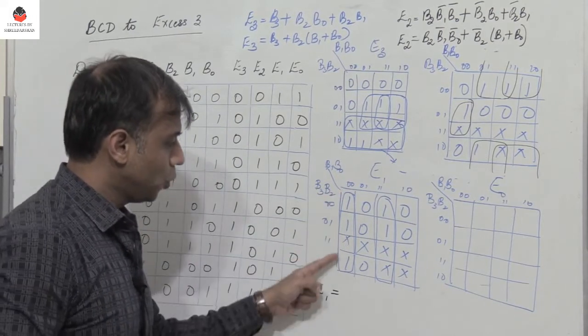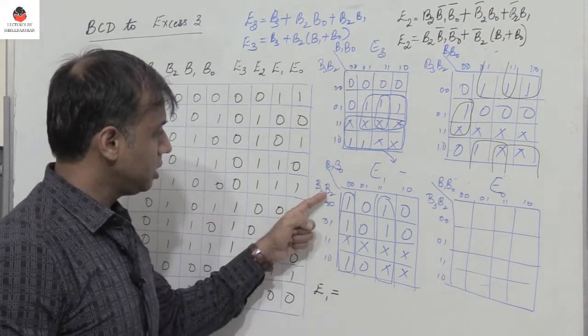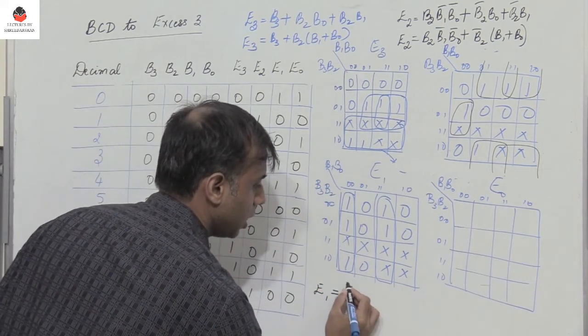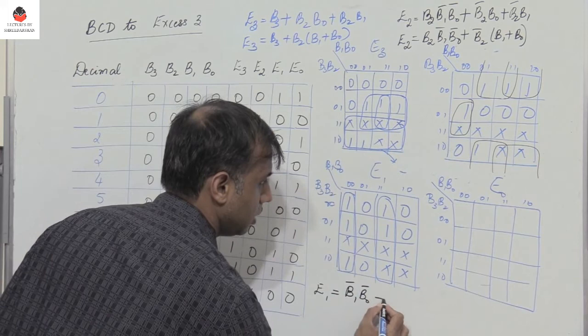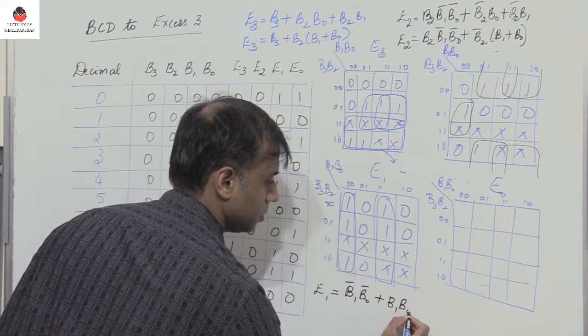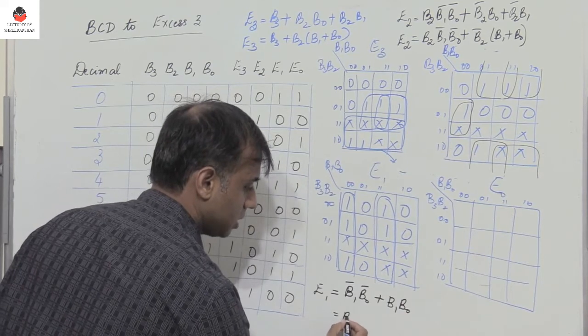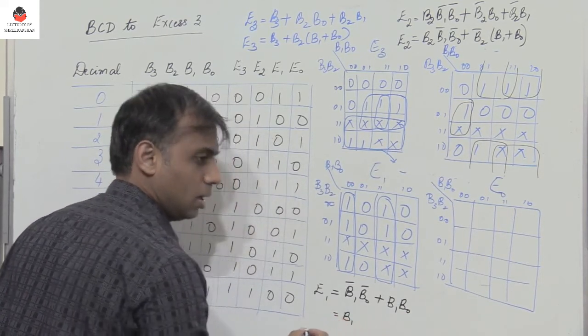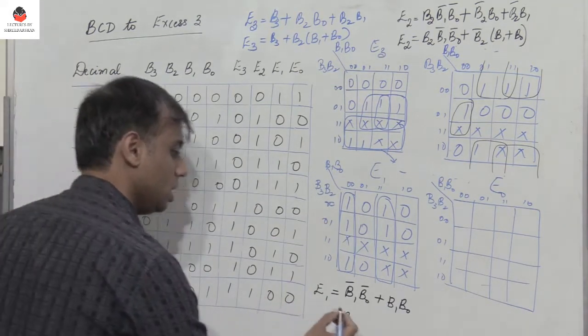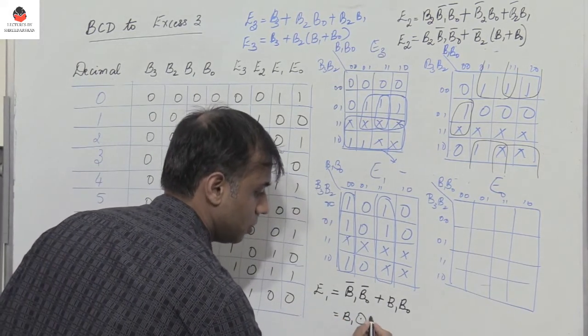Now since these 4 are combined, B3 and B2 are complementary, so they get cancelled. So we have B1 bar B0 bar, and plus here we have B1 B0. So this is nothing but B1. It is the complement of XOR, so it is B1 XNOR B0.